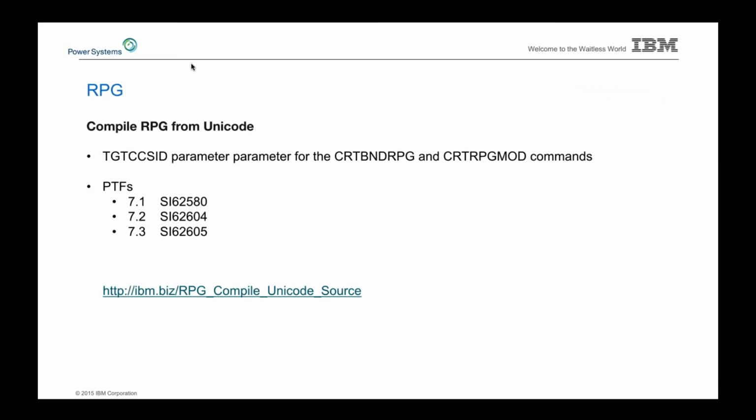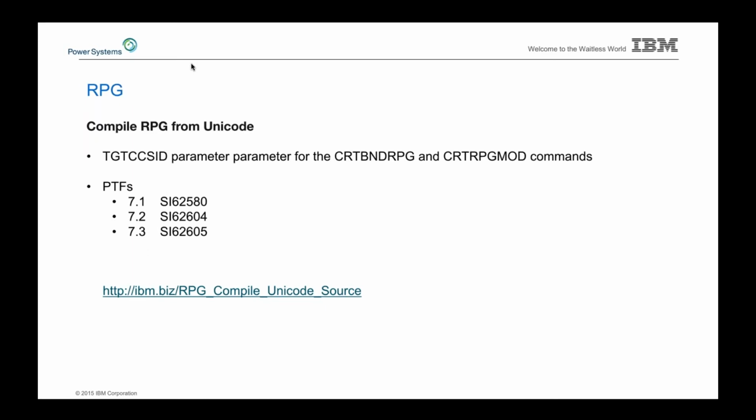One of the next things, RPG. A rather interesting update we added in RPG. This is something that was added in 7.1 through 7.3. We added a new parameter to the CRTBNDRPG or CRTRPGMOD commands, and it allows you to specify your target CCSID, which solves a significant problem where if you had your source code for RPG stored in Unicode, the compiler would have a problem. It wouldn't recognize things properly. And so this new parameter helps alleviate that issue.